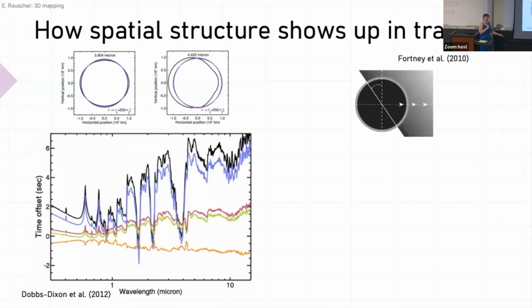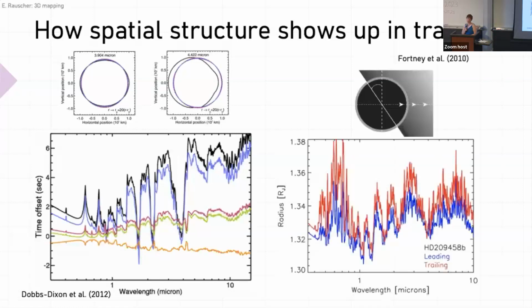But it's also wavelength dependent, right? Because you may be probing through different parts of the atmosphere in and out of opacity sources. And you can also think about it another way. The side of the planet that's leading as you go into transit, if you just take the transmission spectrum of that part of the planet, it will look different than the transmission spectrum of the trailing part of the planet because of these spatial differences.